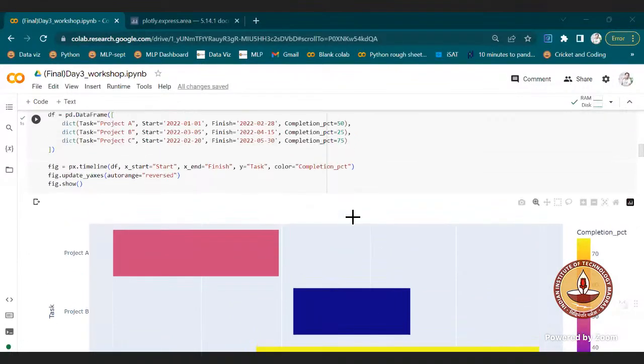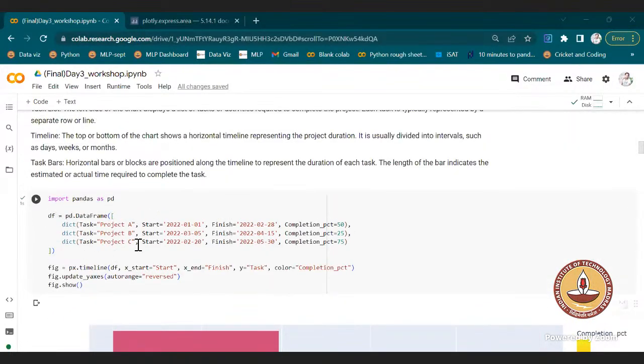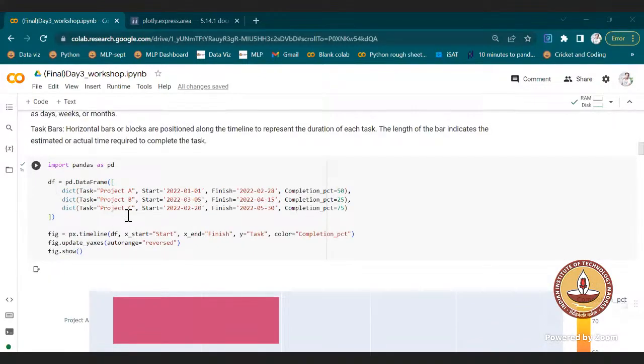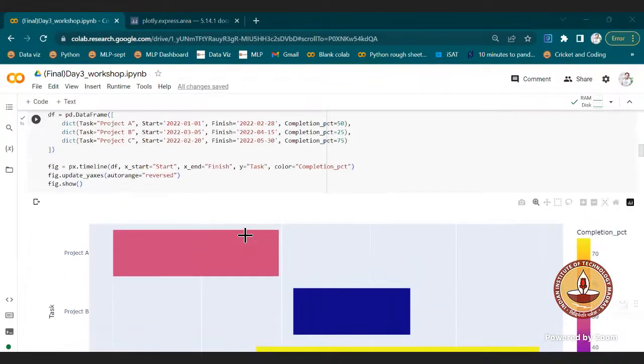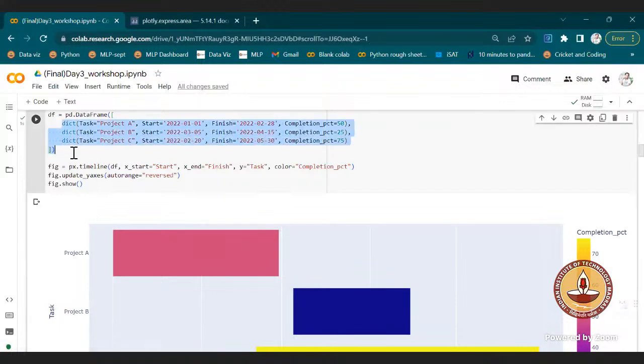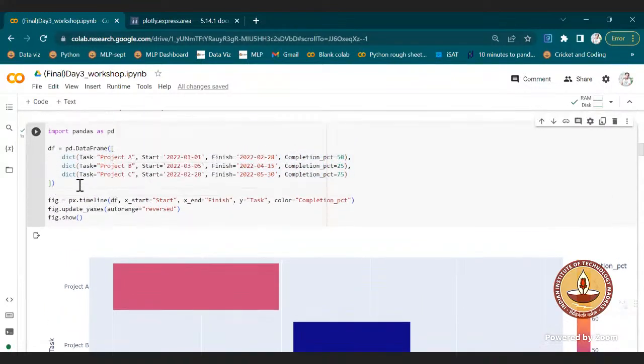What is this data frame? This is just a sample data frame we have created manually, just to plot this. For this chart we need at least 3 tasks, with their starting time, ending time, and completion percentage. You can take it as a sample. And what does dict stand for? Dictionary. So we're creating dictionaries here.